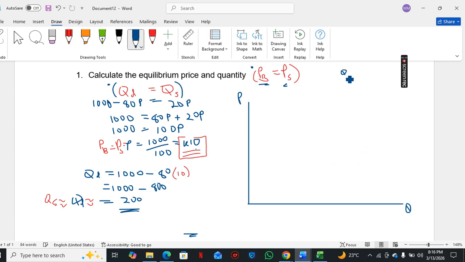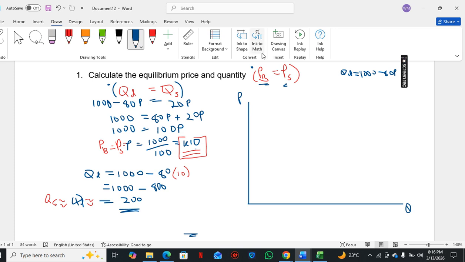So it's QD equals 1000 minus 80P. Okay, so we are going to just get the intercepts. Remember, when I say intercept, it just means where does this demand function cut the x and y axis. Where does the line cut the x and y axis? That's what I mean when I say intercept.